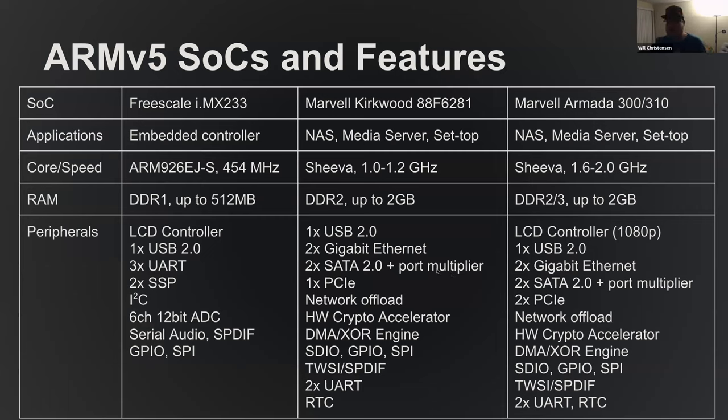I literally ripped this off of a presentation that Jason Plum gave. So ARMv5, pretty much, there's no virtual floating point support. It's all soft float, no matter what. But the throughput is, with Marvell, absolutely fantastic.